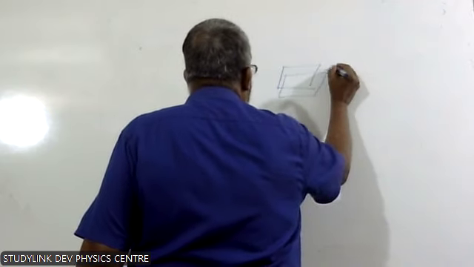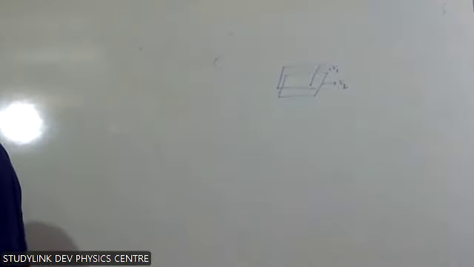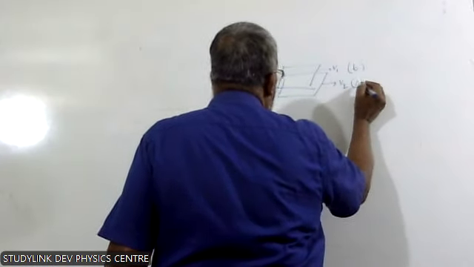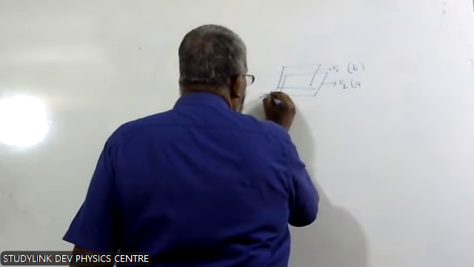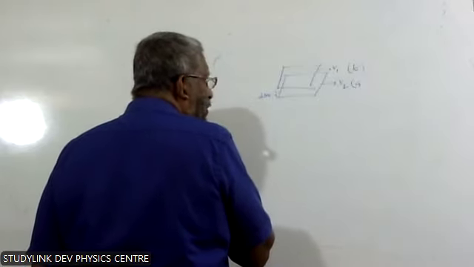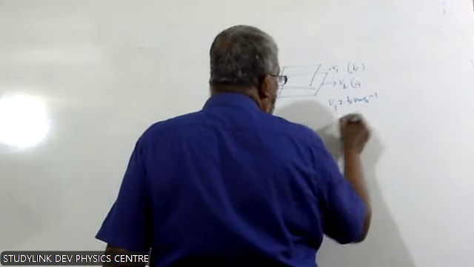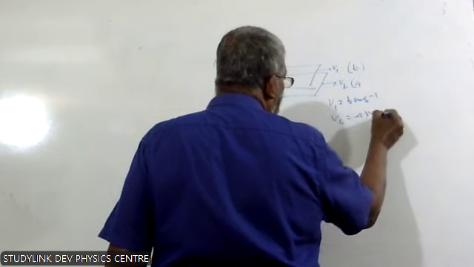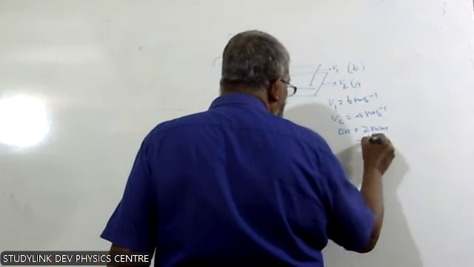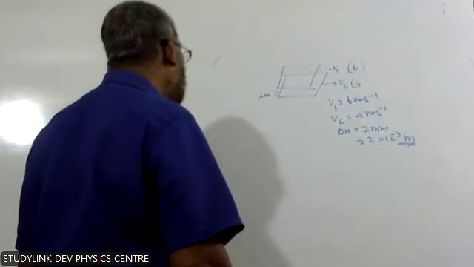So here one is moving V1, the other one V2. V1 is given as 6, the other one 4. We'll consider the upper one is 6. Then this one 4. Thickness is 2 millimeters. Right? So then quickly, if you are using the units, there is no need to write again, but we'll write. V1 is equal to 6 m s^-1. V2 is equal to 4 m s^-1. Then delta x is equal to 2 millimeters. That means 2 × 10^-3 meters. It should be in meters, SI units.